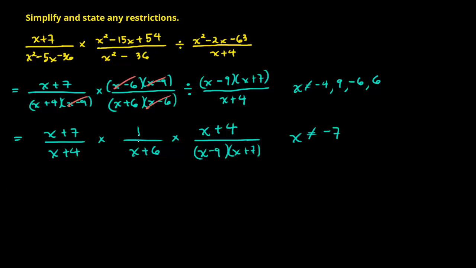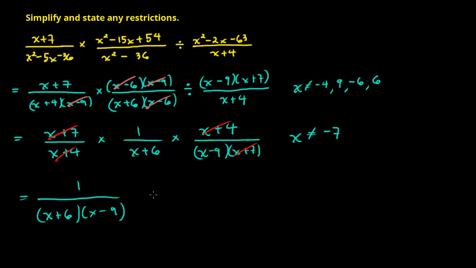Now that we've got this written in terms of all multiplication, I can divide out any factors that are both in the numerator and denominator. Notice that I've got a factor of x plus 7 that I can divide out, and I have a factor of x plus 4 that I can divide out. So this simplifies to, in the numerator, I'll just have 1, and then in the denominator, I'll have x plus 6 times x minus 9.